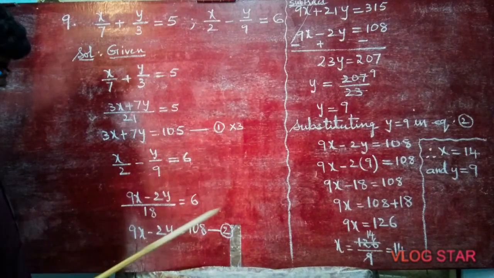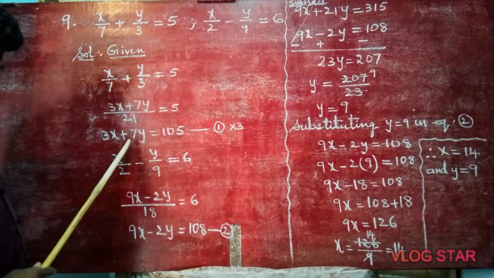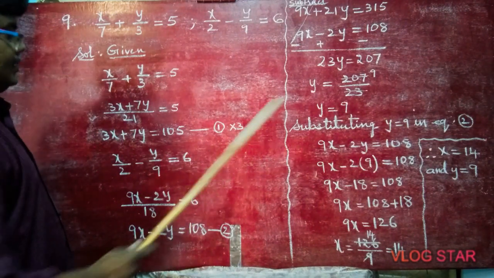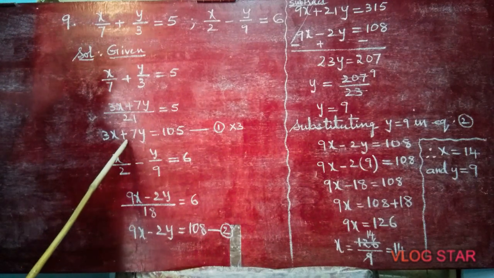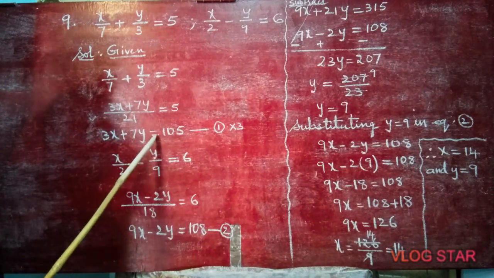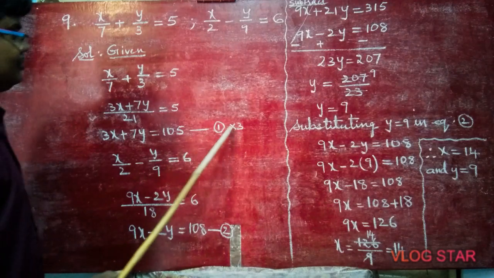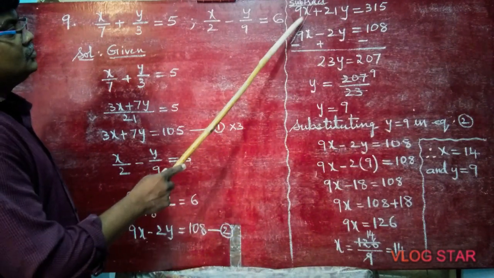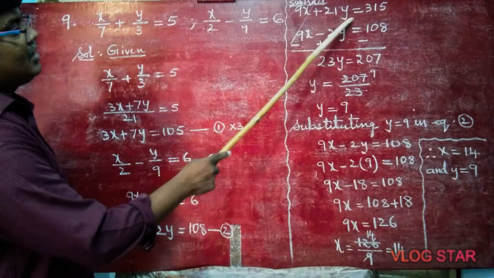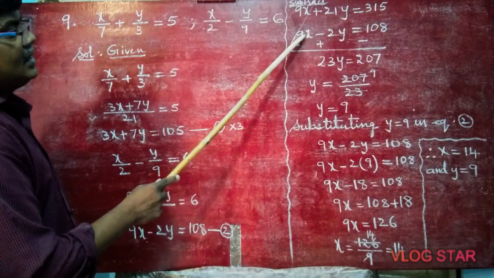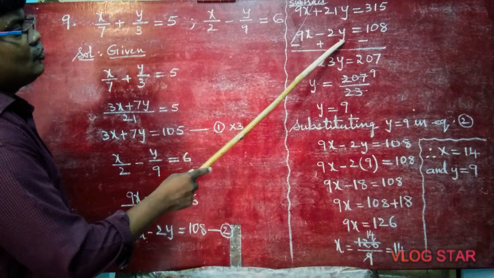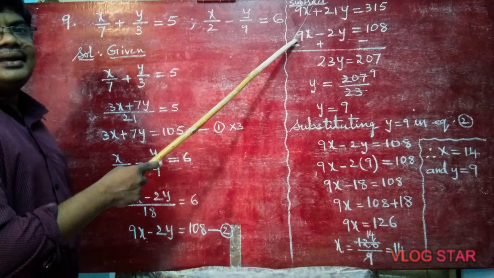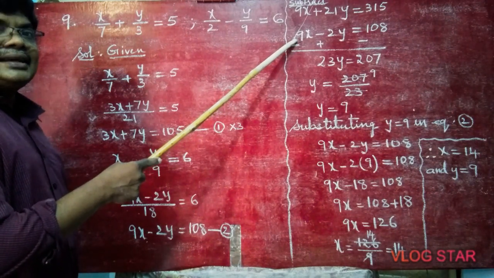Now I want to eliminate x. So the first equation I am multiplying with 3. 3 3s are 9x plus 7 3s are 21y is equal to 105 into 3 is 315. Now 9x plus 21y is equal to 315 and 9x minus 2y is equal to 108. Here the signs are same, we can't add. If we add, 18x will come.